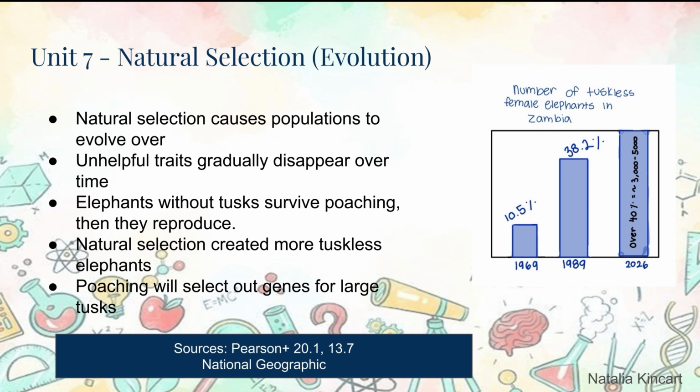In Unit 7, Natural Selection and Evolution, we found out that natural selection causes populations to change over time. Since elephants with smaller tusks or no tusks are more likely to survive poaching, these traits are becoming more common in some populations. They gain popularity as elephants adapt to their surroundings and obtain the traits that are best suited for survival. We found this information on Pearson Plus 20.1, 13.7, and National Geographic.